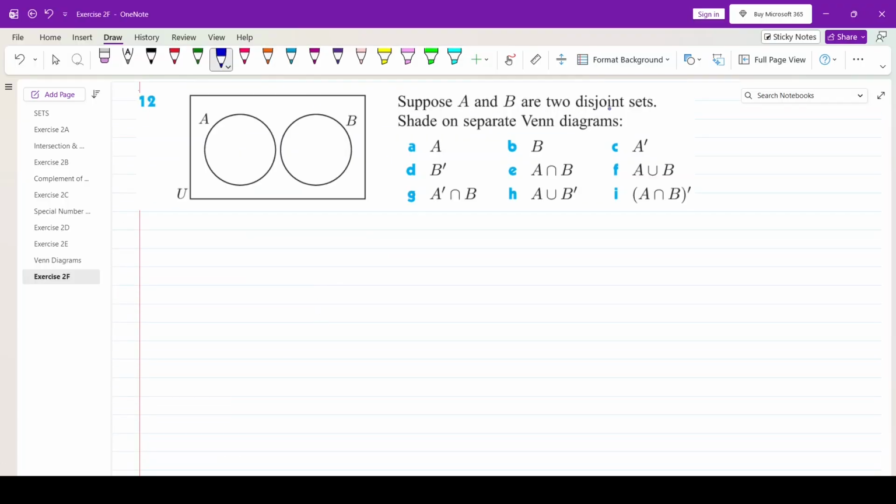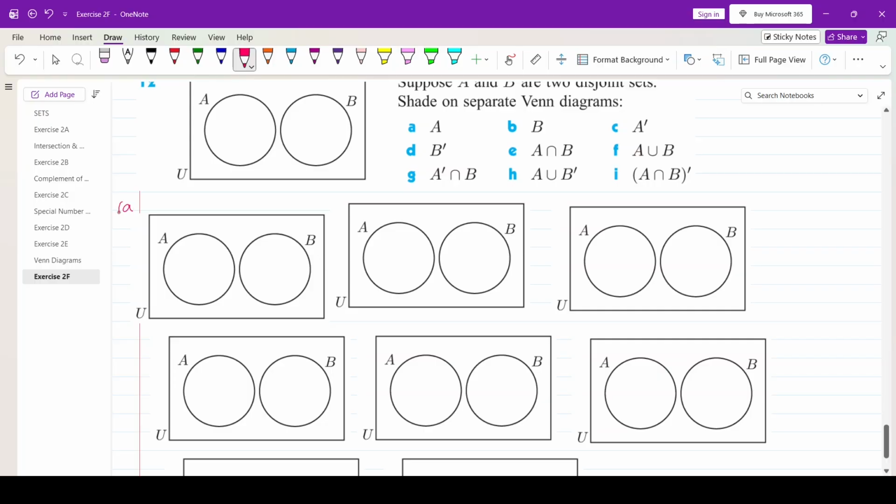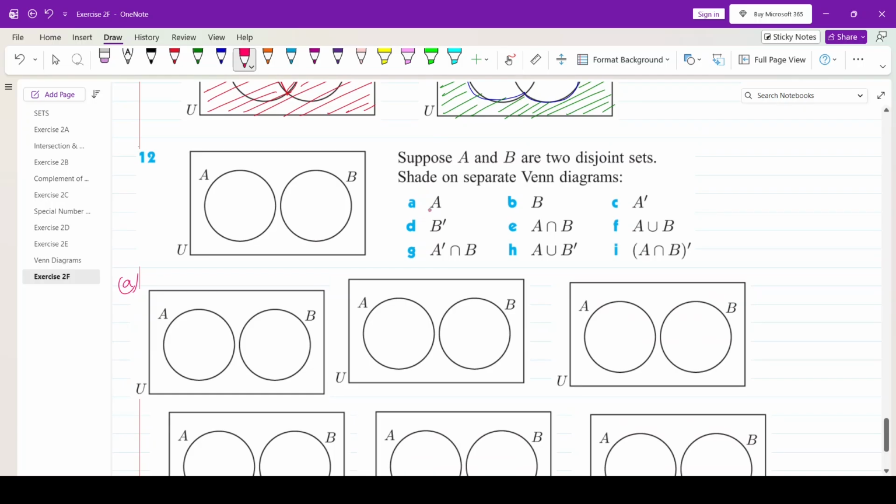Suppose A and B are two disjoint sets. Shade on separate Venn diagrams. So this is part A, shaded region. Part A says shade the region of set A. This is set A. Shade the region of set B. This is the region. Shade the region of A complement. So everything outside A will be this region.